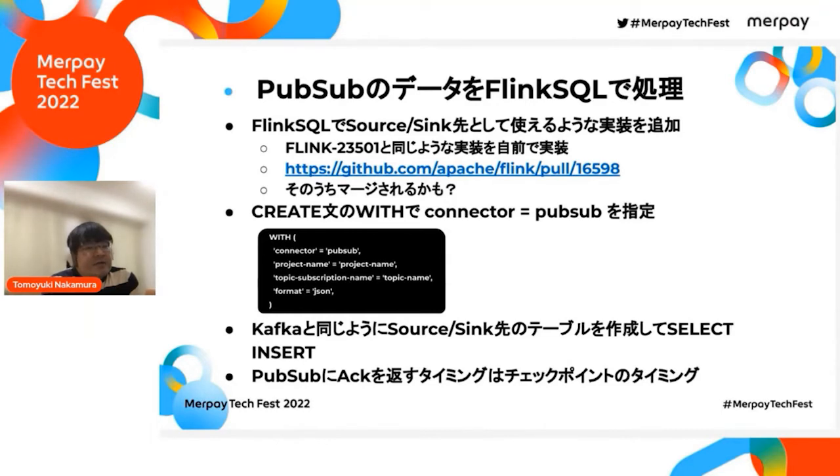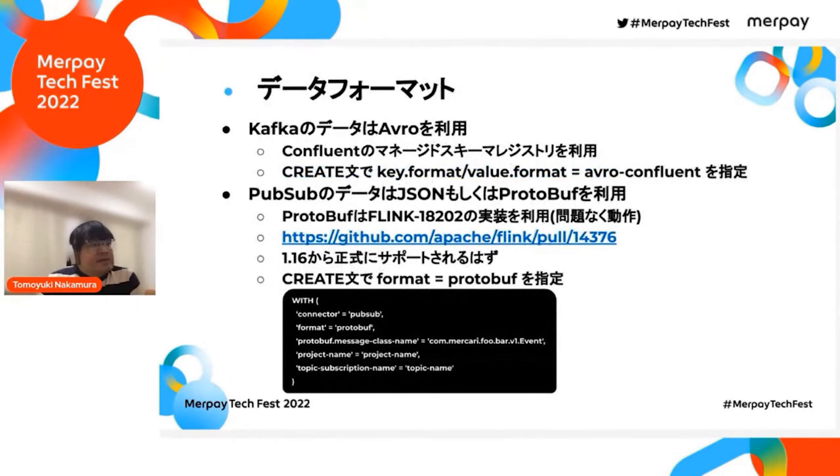Next, let's look at the data format. Avro is used as the data format for Kafka. We use Confluent's managed schema registry as our schema registry. It is easy to use by simply specifying Avro Confluent in the key and value format in the create statement.